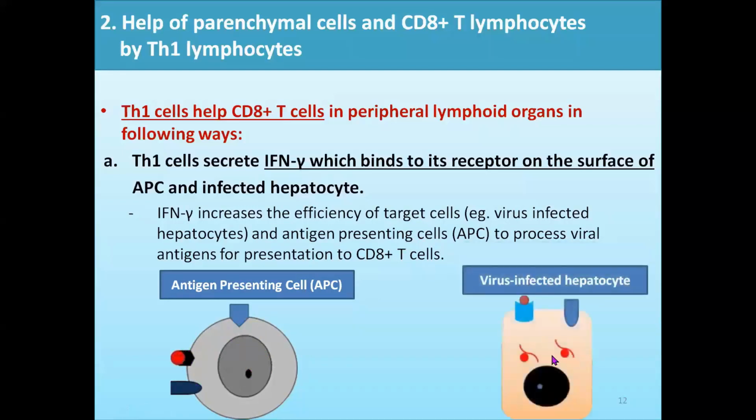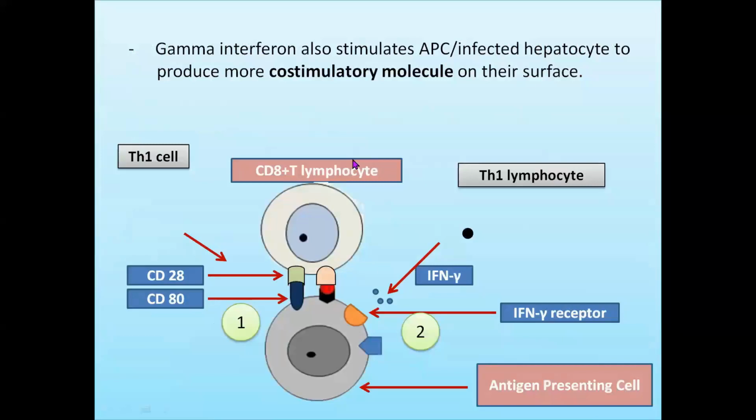Infected hepatocytes also can process the antigen intracellularly and display a fragment of the antigen on the surface in association with MHC molecule. In case of presentation to CD8 positive T cells, the MHC molecule is of type 1. Gamma interferon also stimulates APC and infected hepatocytes to produce more co-stimulatory molecules on their surface.